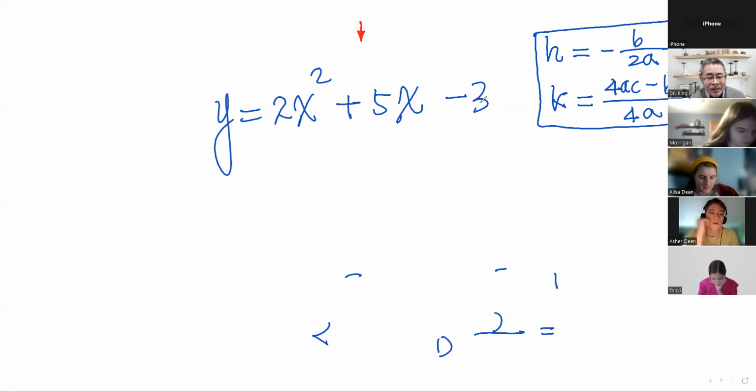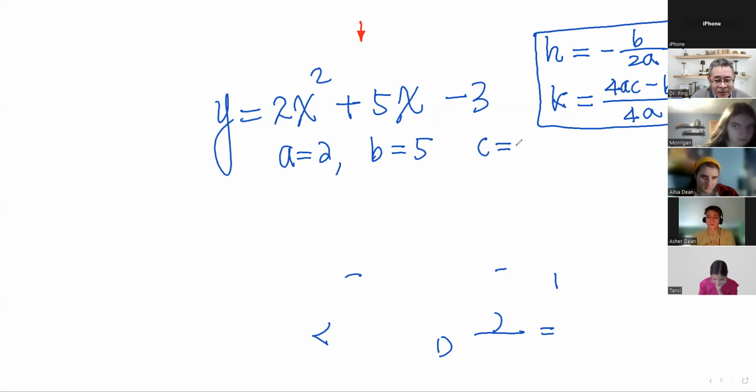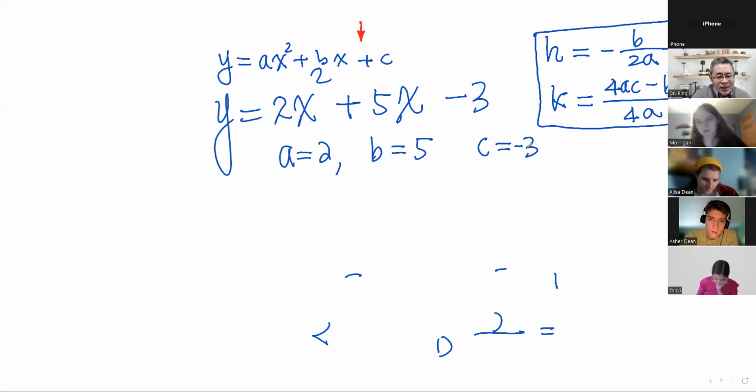Yeah, that's his formula. We just take 2. Now we got A is 2, B is 5, our C is -3. Yeah. And our template is this, y is equal to ax squared plus bx plus c. So that's why you can see that c is -3, because this is add c. So -3 is the same as adding -3.